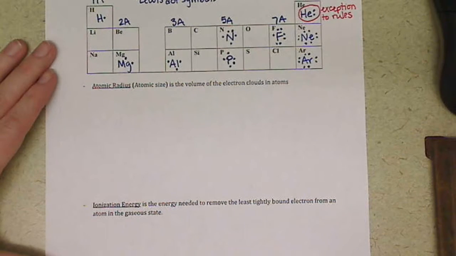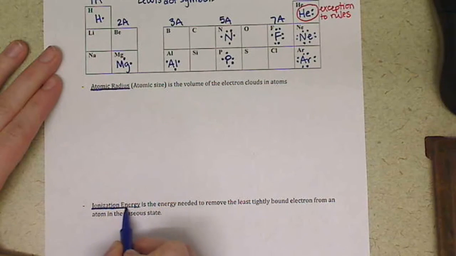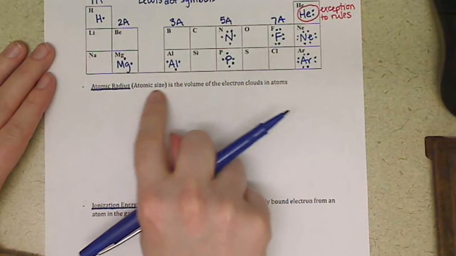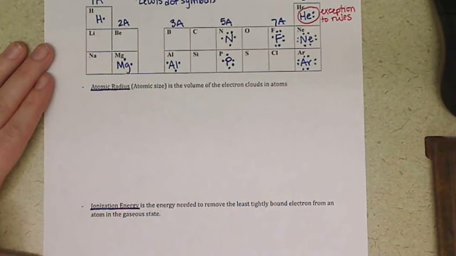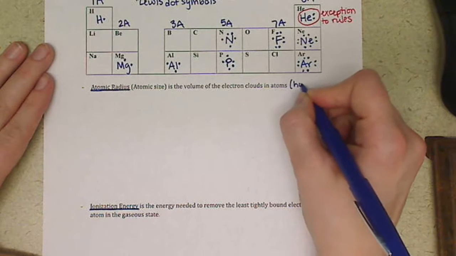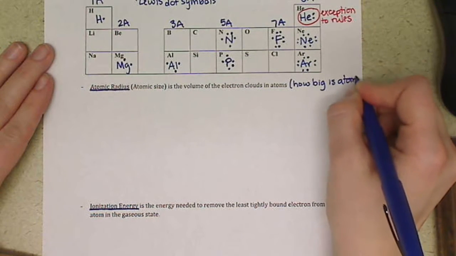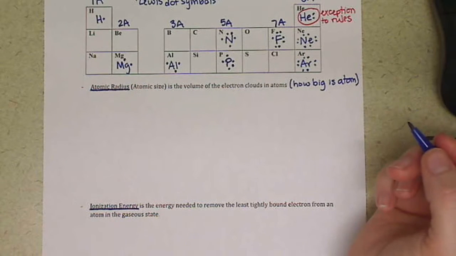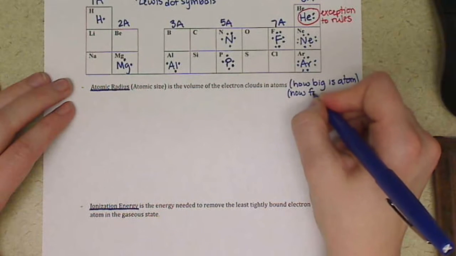The two periodic trends I want you to focus on are atomic radius and the ionization energy. Atomic radius, or the atomic size, is the volume of the electron clouds in the atom. Okay. Some fancy words there. Essentially, how big is the atom? The size of the atom is dictated by how far the electrons go out. So essentially, how far out are the electrons?